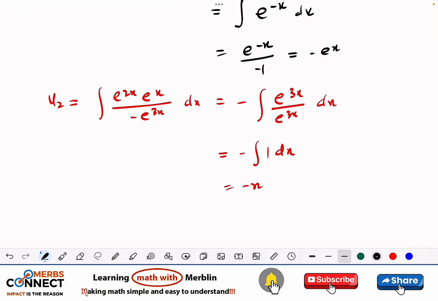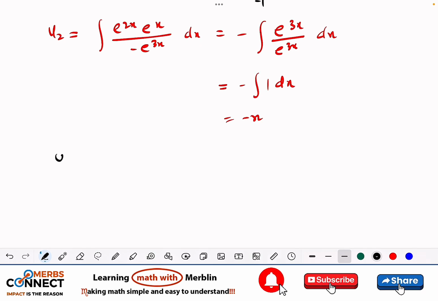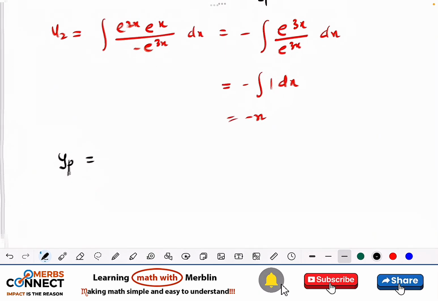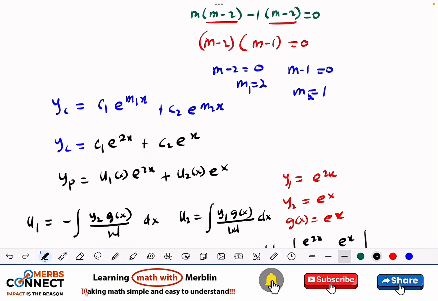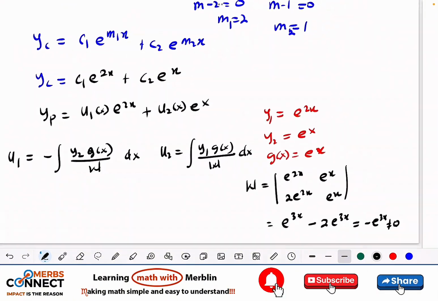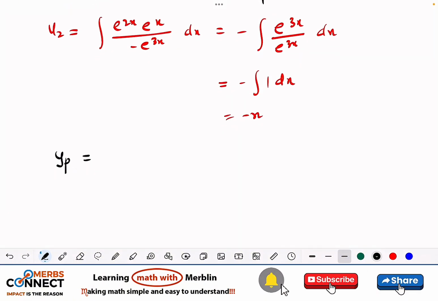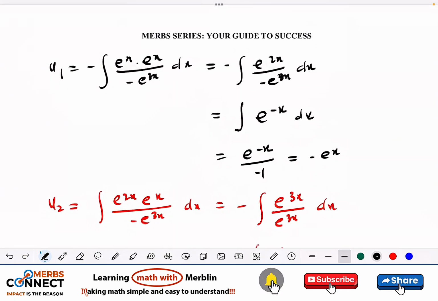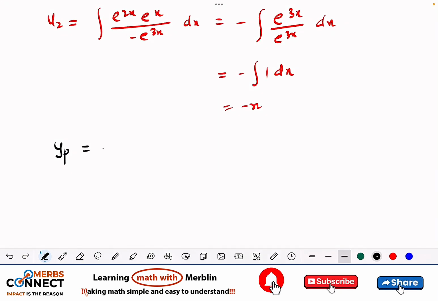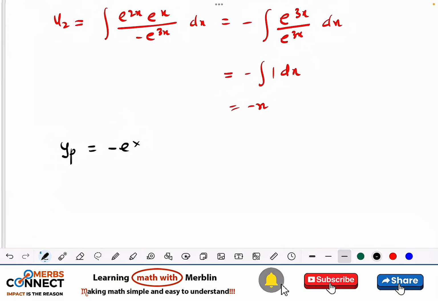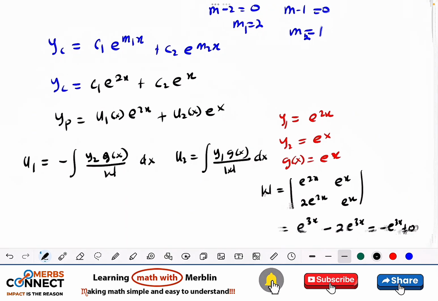We are done. So my particular solution is equal to this. You see that using variation of parameters is very simple, very straightforward, but the only thing here is you always need to know how to do your integration.